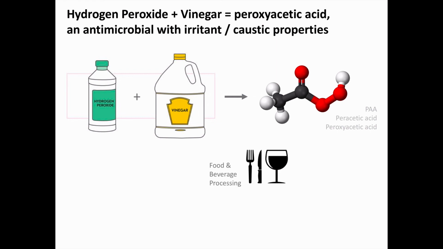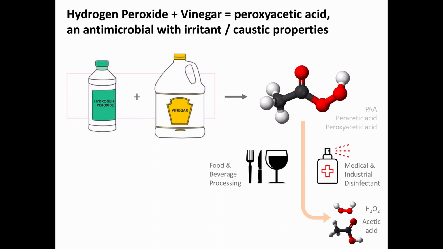In fact, with regard to safety, peroxyacetic acid at appropriate concentrations is widely used in food and beverage processing to prevent microbial spoilage. And it's also used as a medical and industrial disinfectant. Part of its safety is that peroxyacetic acid spontaneously breaks down in water back into hydrogen peroxide and acetic acid, neither of which are particularly toxic, and they're not environmentally persistent.